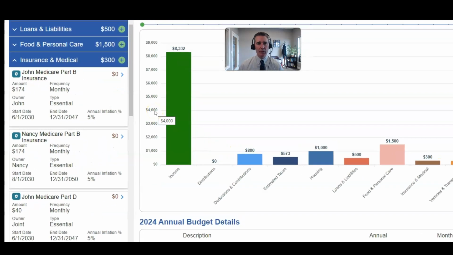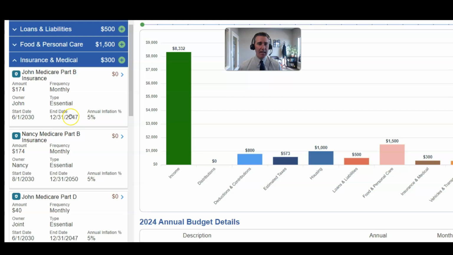I've got this hypothetical scenario built for John and Nancy. And first, you're going to notice John's going to have Medicare Part B insurance that's currently $174 per month. Now you'll notice the start date for this insurance isn't until 2030, because right now he's only 59 years old. So we don't start paying those Medicare premiums until he's 65. That would be in June of 2030.